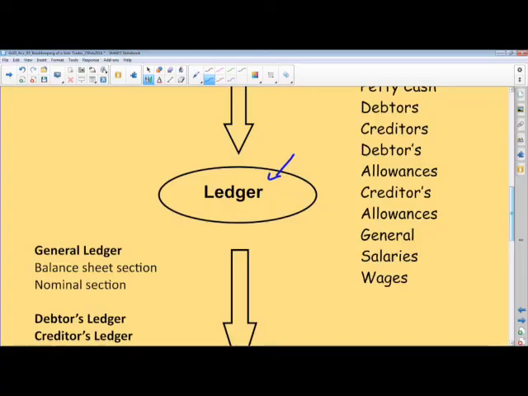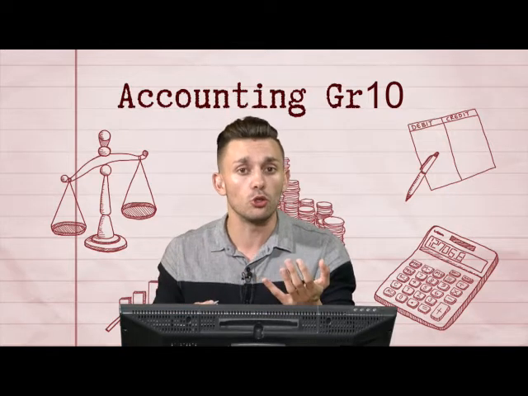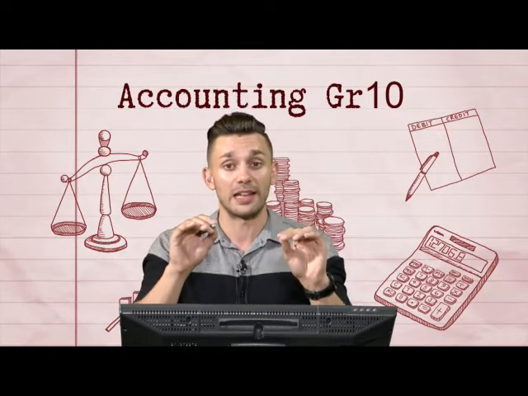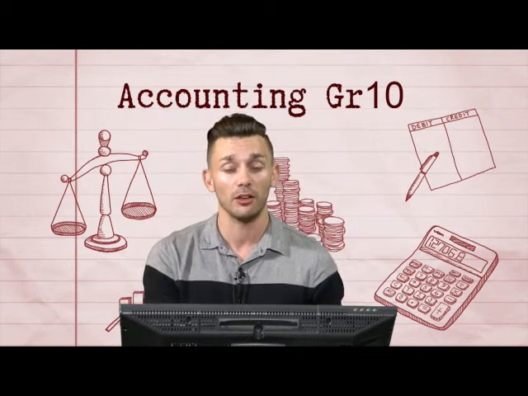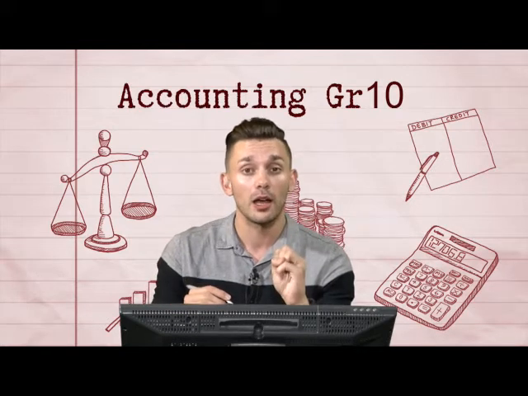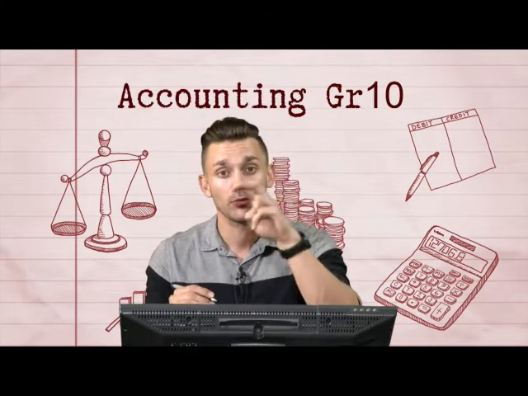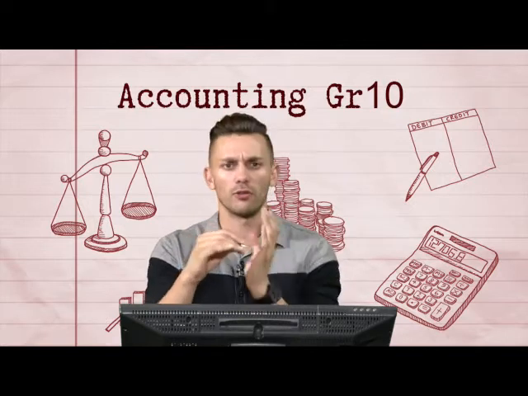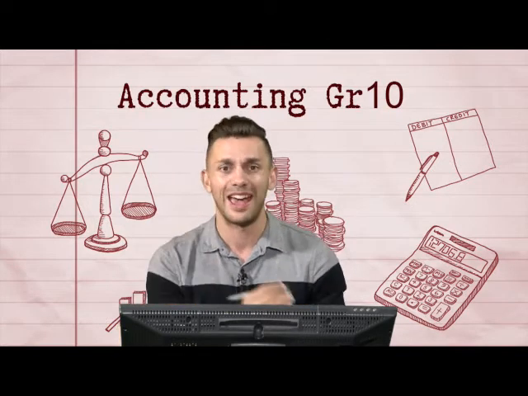We have section one, which is your balance sheet, and then we'll also have section two, which is your nominal section. Now, what will I place under balance sheet section? These are items that I will use for longer than a year. It will be all your assets, and I said the word assets. All your assets will be included here. All your liabilities will be included here. And then lastly, your two main owner's equity accounts, your capital and your drawings. Your nominal section, very easy to remember, incomes and expenses.